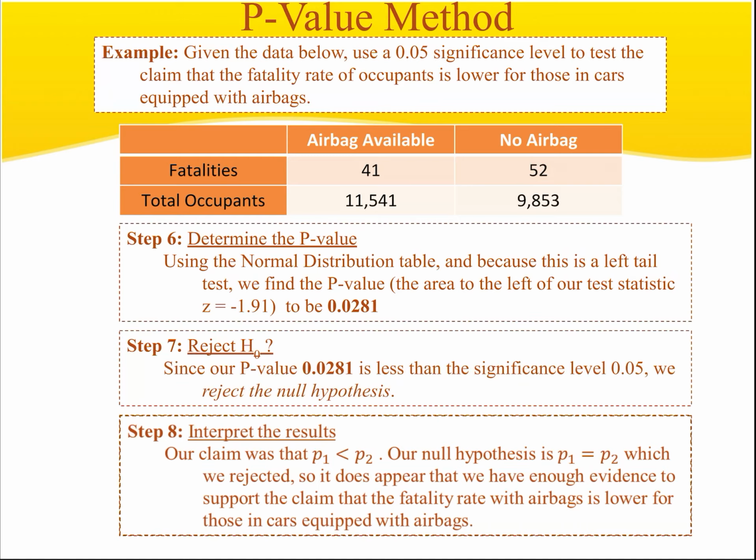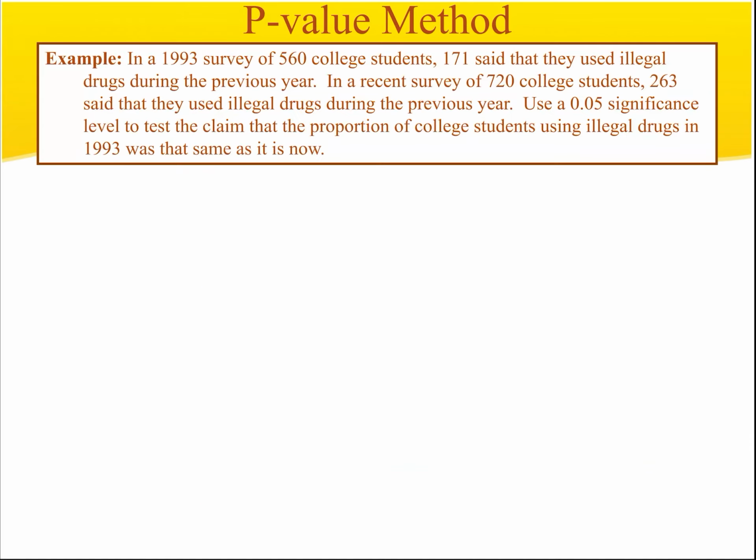Now remember, our null hypothesis is always that P1 equals P2. The original claim was that P1 is less than P2. So if we're rejecting P1 equals P2, then it does appear we have enough evidence to support the claim that the fatality rate with airbags is lower for those in cars equipped with airbags. Okay, let's do another example.